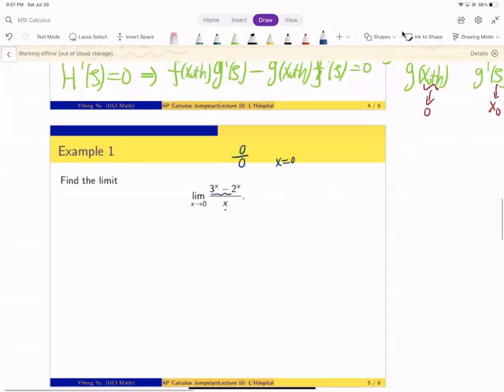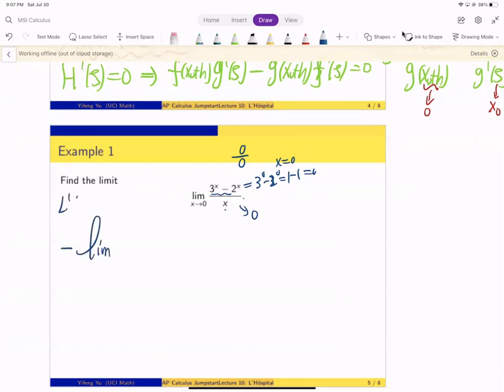Because when x equals 0, this one equals 3^0 minus 2^0, which is 1 minus 1, that's 0. And this is also 0. So this is 0 over 0. Okay, so let's apply L'Hopital's rule, right? All right, so then we have the limit.